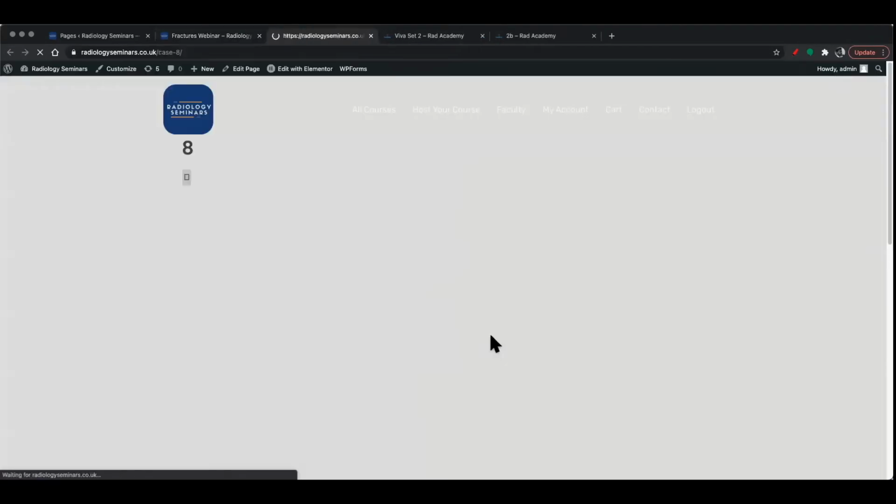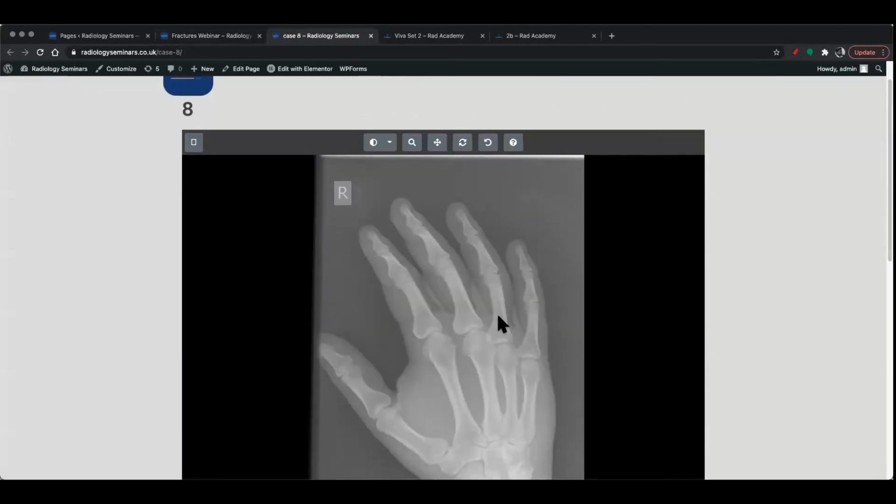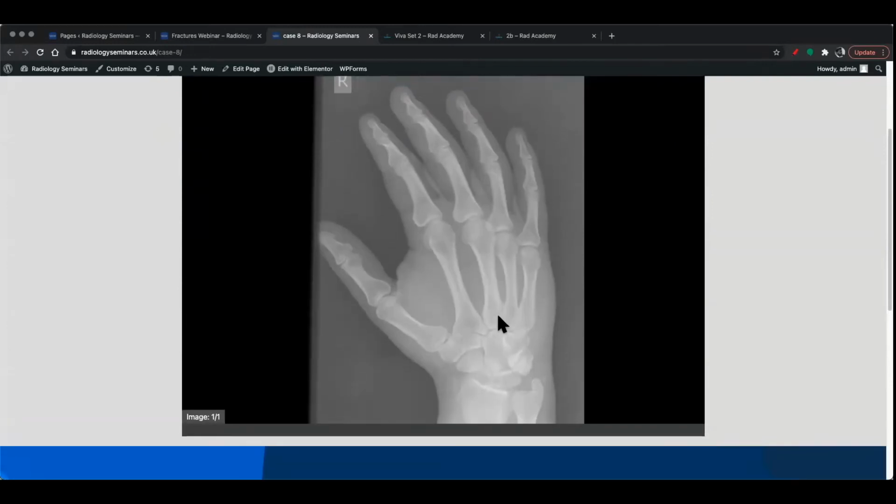So case number 8, let's go to case number 8. I know I'm going through more standard stuff, but there'll be some interesting things coming up. So hopefully someone can see it straight away. If you've seen it, great. If you haven't, don't worry, I'm going to go through it.